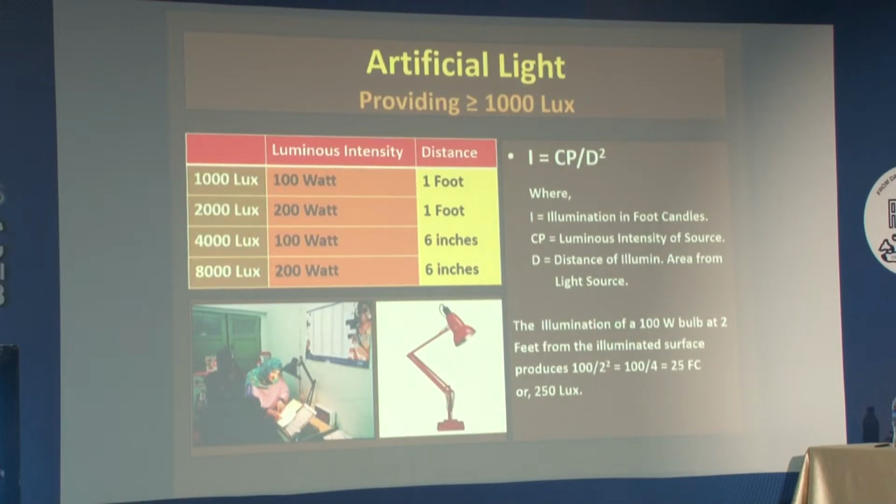So if you have a 100-watt bulb and you keep it 1 foot away from a book that the person is reading and you apply this formula, you will get 1000 lux of illumination. If you put the same bulb 6 inches away, you'll get 4000 lux of illumination. Now if you have a 200-watt bulb in the lamp and you keep it 1 foot away, it will provide about 2000 lux, and the same lamp at 6 inches distance will provide 8000 lux of illumination. So it's as simple as that.